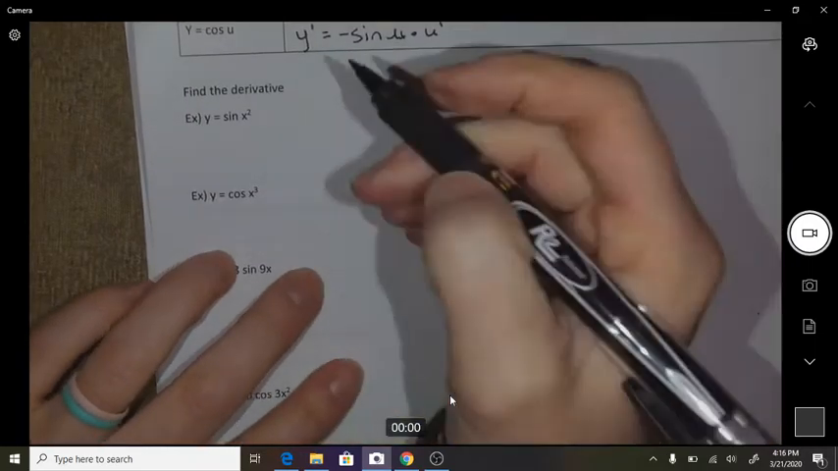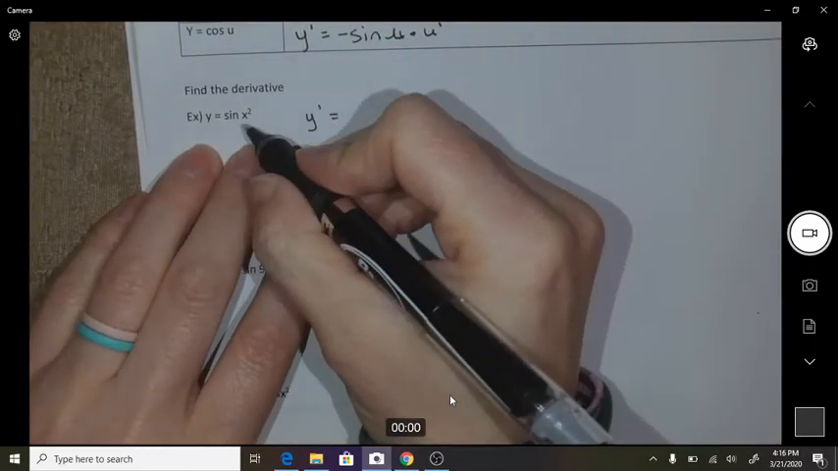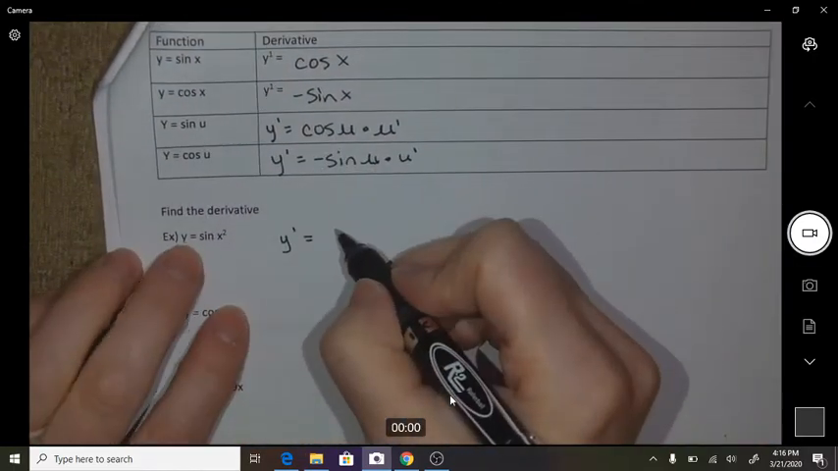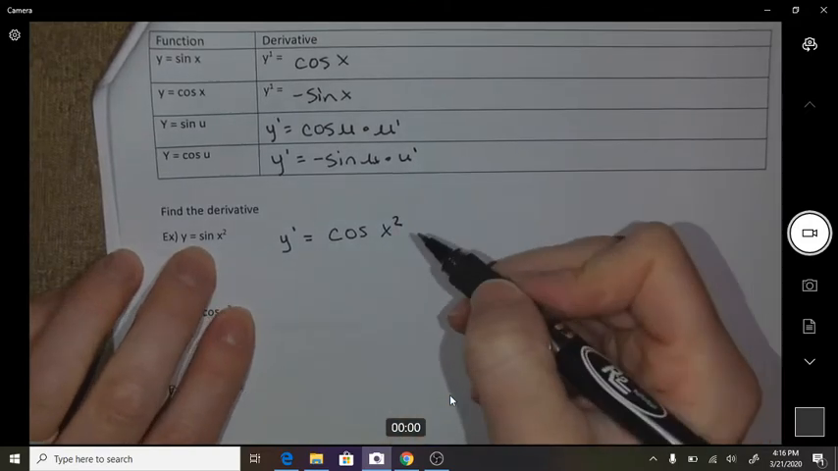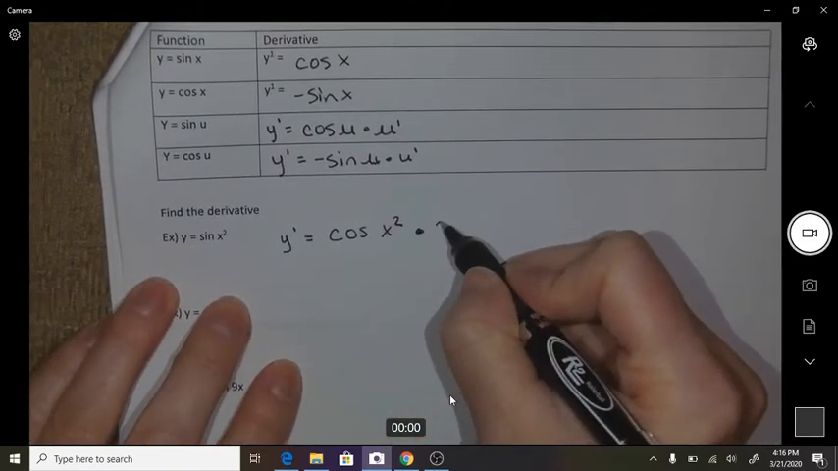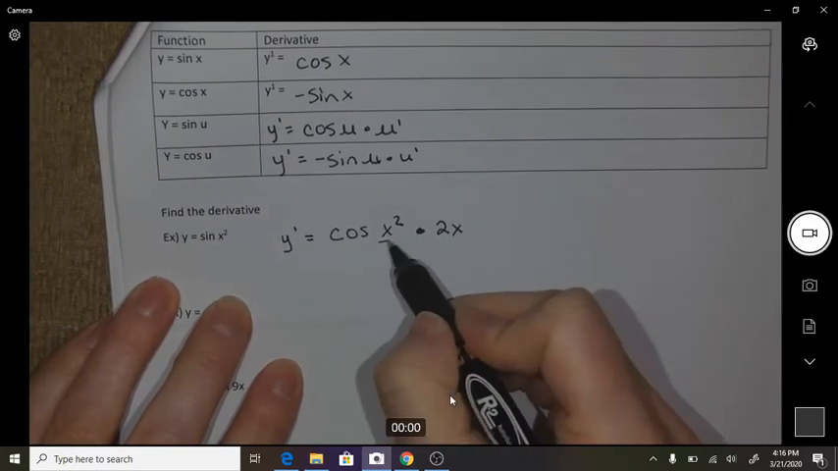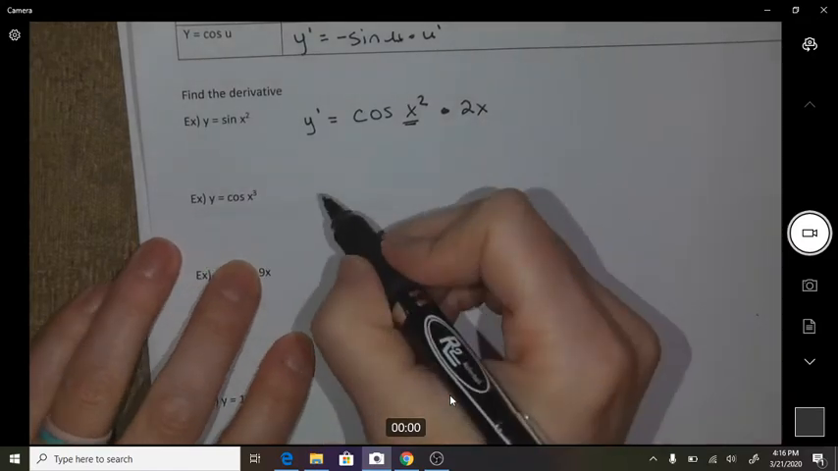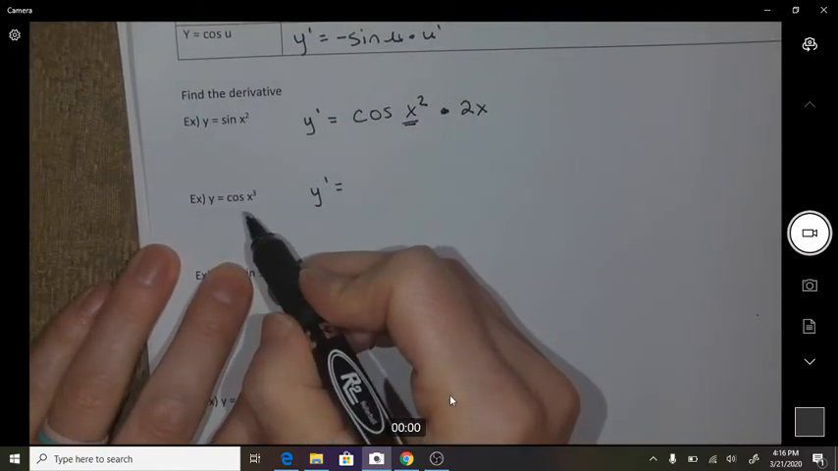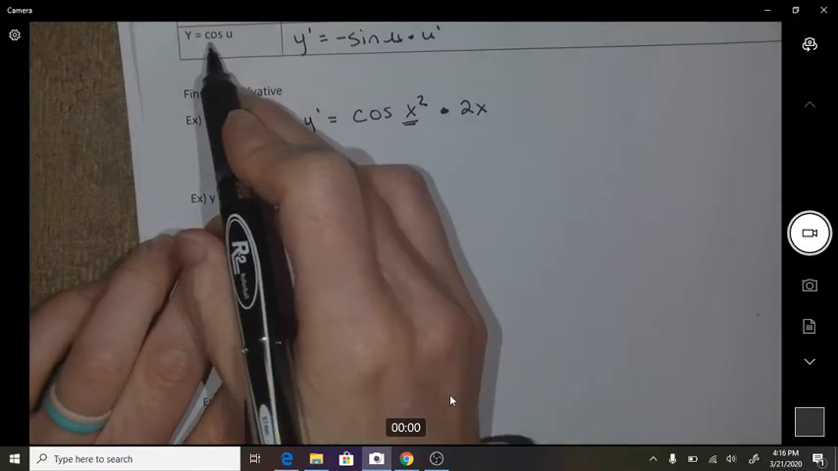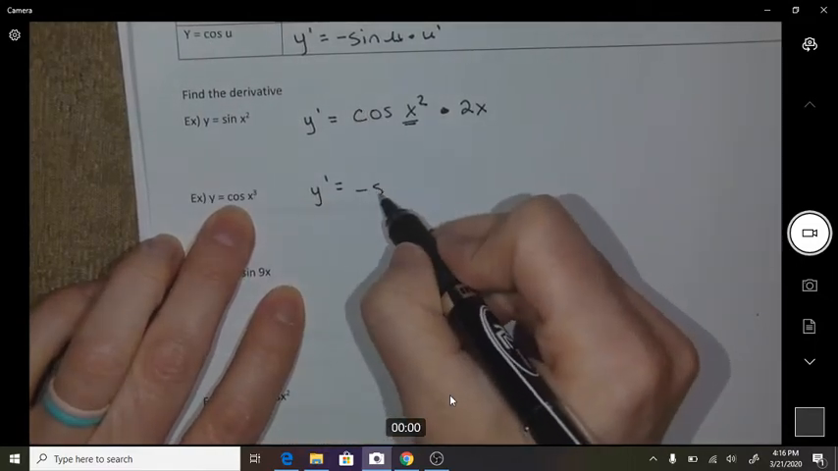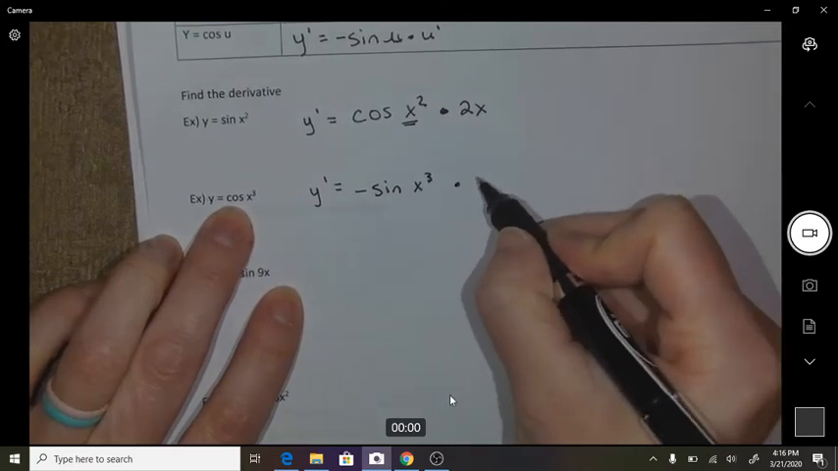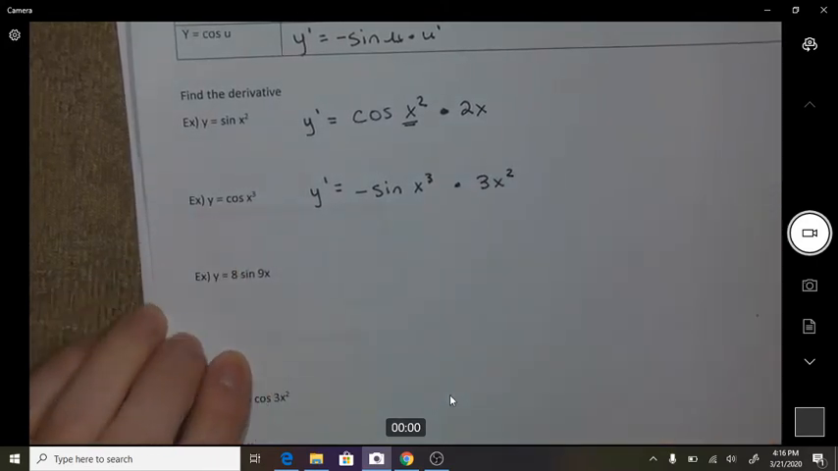Okay, so here we go. Derivative of a sine function. So sine function is cos. So cos of that times the derivative of that. So this is the u piece. Okay, so here we have a cos. So the derivative is negative sine of the u piece times the derivative of the u piece.